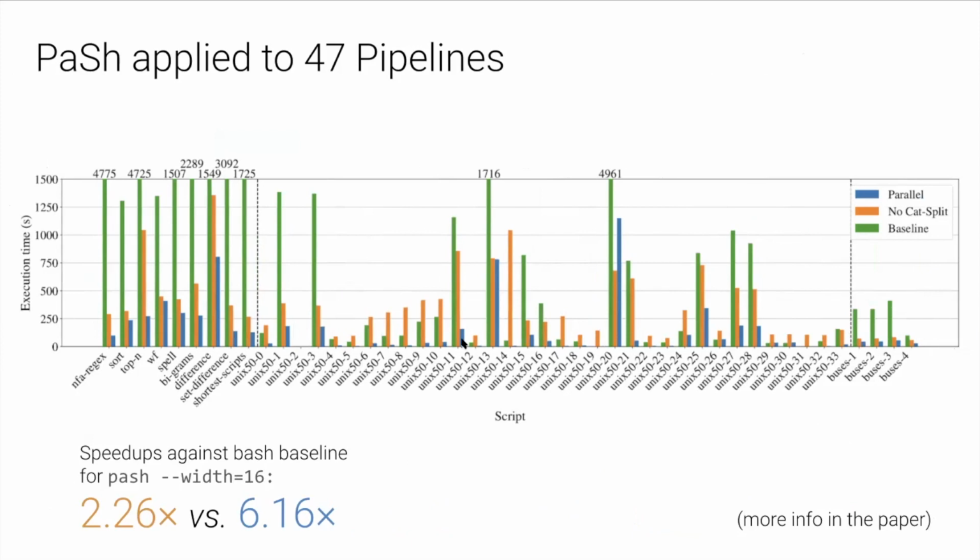time of the parallel configuration with only one optimization level enabled, that is covering only some of the transformations shown earlier, and then a blue bar on the right showing the execution time of the parallel configuration using the full set of the optimizing transformations enabled. The details of the differences between 2 and 3 are described in detail in the paper. All parallel bars are configured with a 16x parallelism degree, and speedups average 2.26 times and 6.16 times for the two optimization levels, respectively.